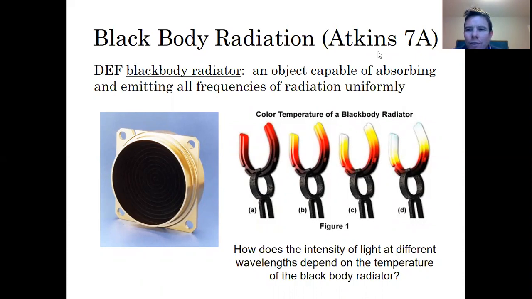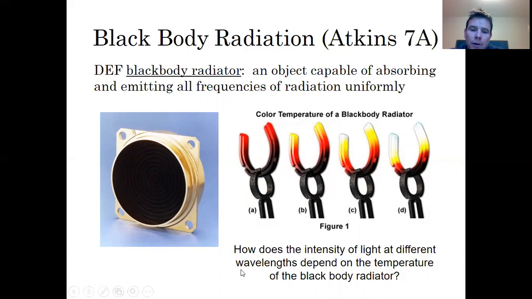I think what's probably more intuitive to you is to look at these types of pictures. So this is actually a black body radiator that you can buy on Amazon. It's a metal coil, which is connected to a voltage source, and it heats up. And as it heats up, it starts to glow, right? Another example might simply be a horseshoe. You can take a horseshoe, stick it into a fire, and it will heat up and start to glow. These are black body radiators.